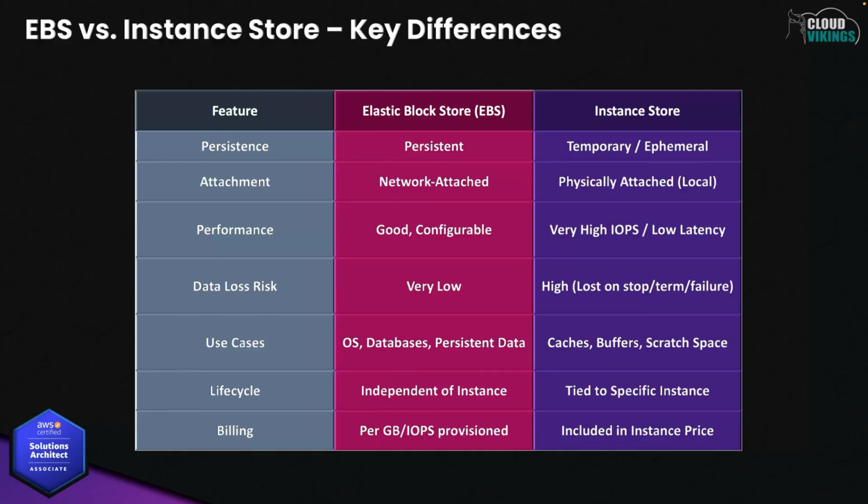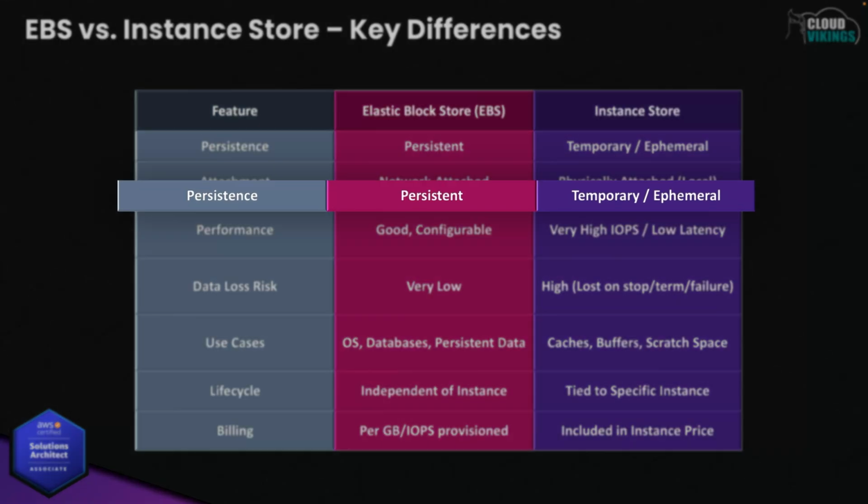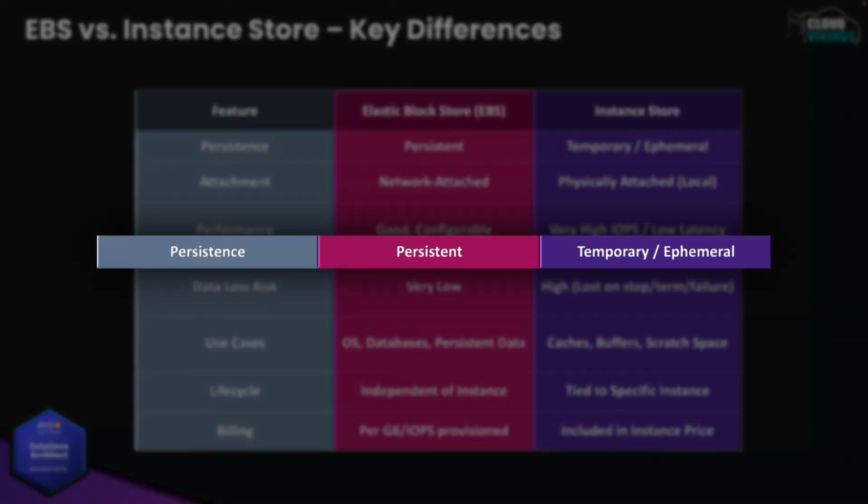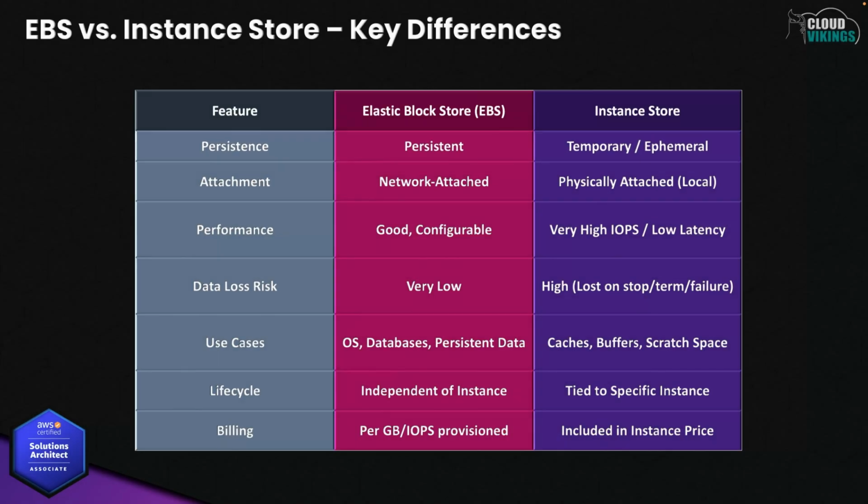Now, we've covered a lot about both types of EC2 storage options at this point, so let's quickly summarize the crucial differences we've been discussing, looking at them side by side in this comparison table. First up is persistence, and this is a big one. EBS is, again, persistent, and the data survives stops, terminations, and hardware failures within its AZ. Instance store data is temporary, and your data is lost on stop, termination, or any kind of underlying hardware failure.